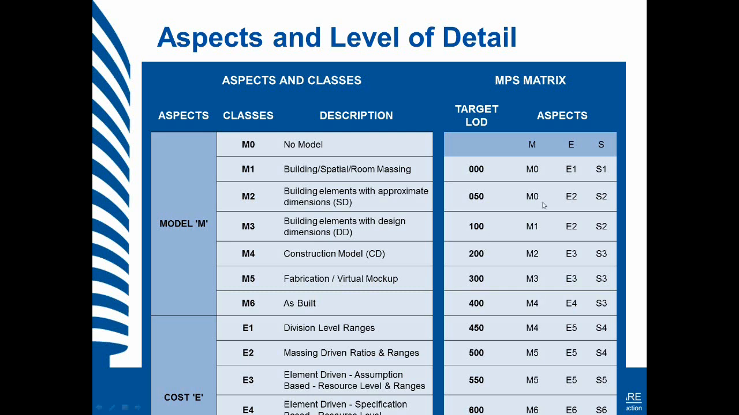But the power of using aspects is that you can map the various aspects to a targeted level of detail. So you can say here that level of detail 100 requires a class M1 model, a class E2 estimate, and a class S2 schedule. That way it becomes a lot easier to communicate to all parties involved what is expected from them as a contribution to the project's building information model.